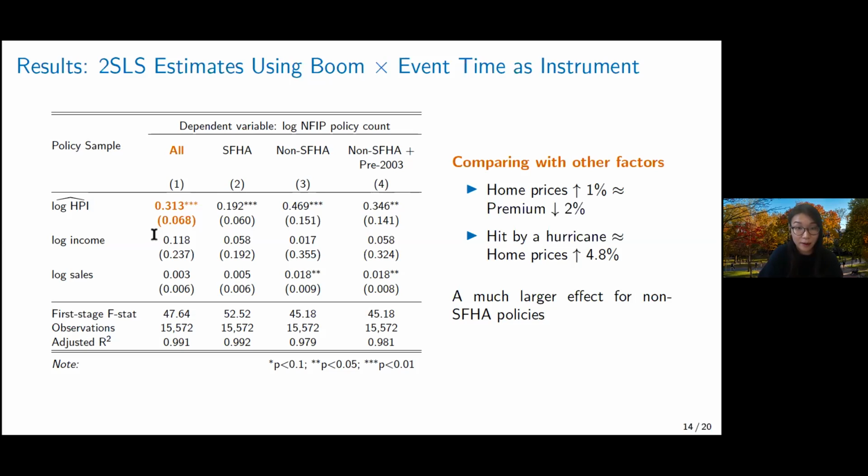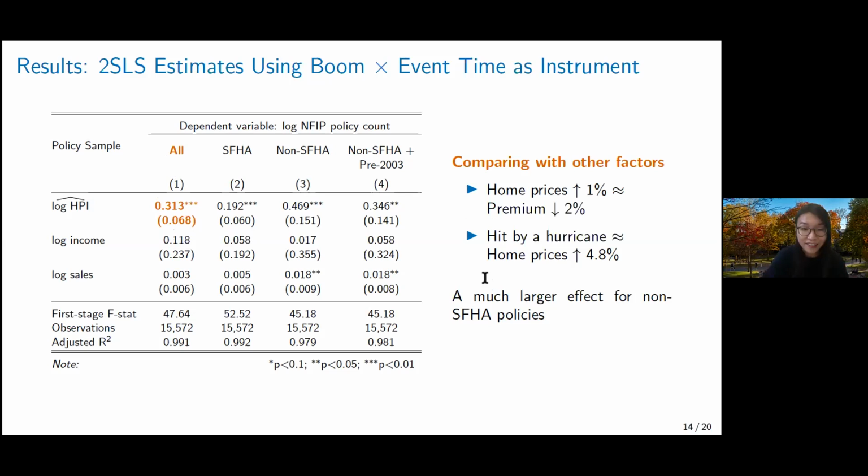And we find that basically this estimate means that a 1% increase in home price is associated with a 0.3% increase in flood insurance take-up. Now, if we compare this magnitude with other factors that have been estimated in the previous literature, we find that a 1% increase in home price roughly has the same effect as flood insurance premium decreasing by 2%.